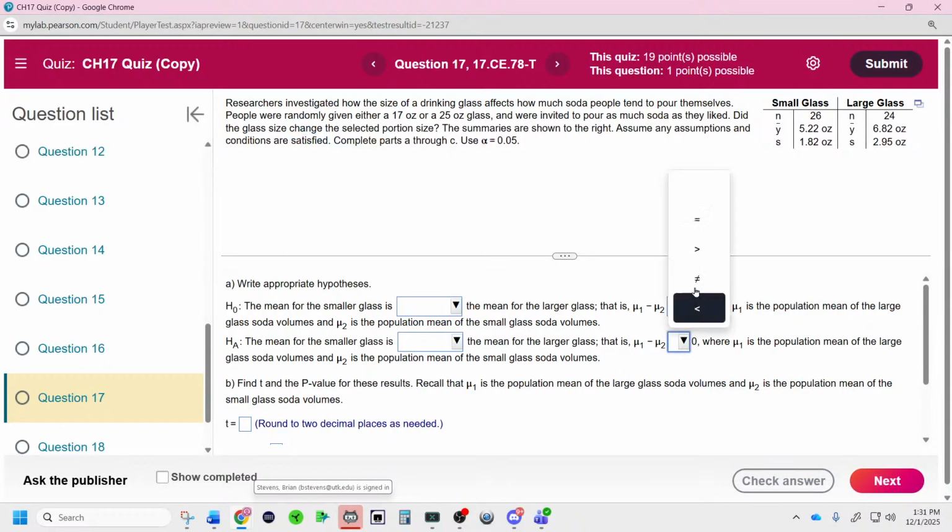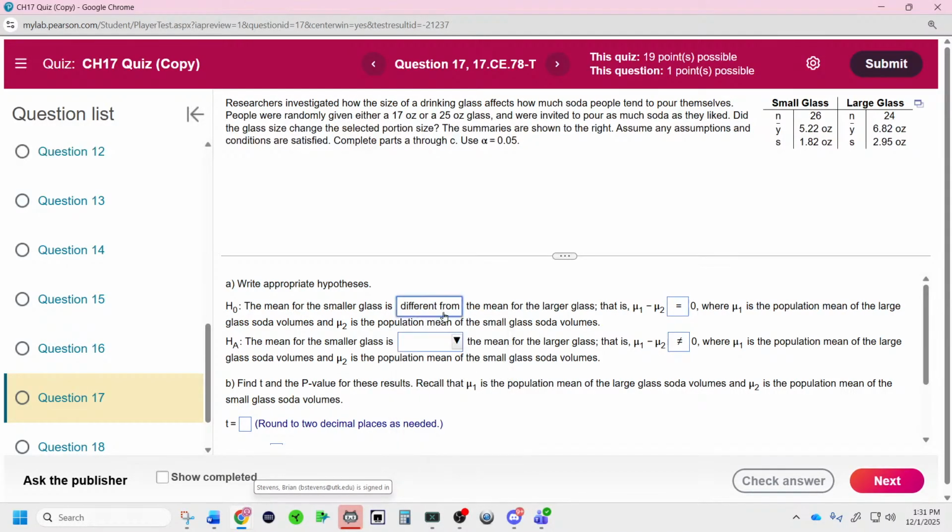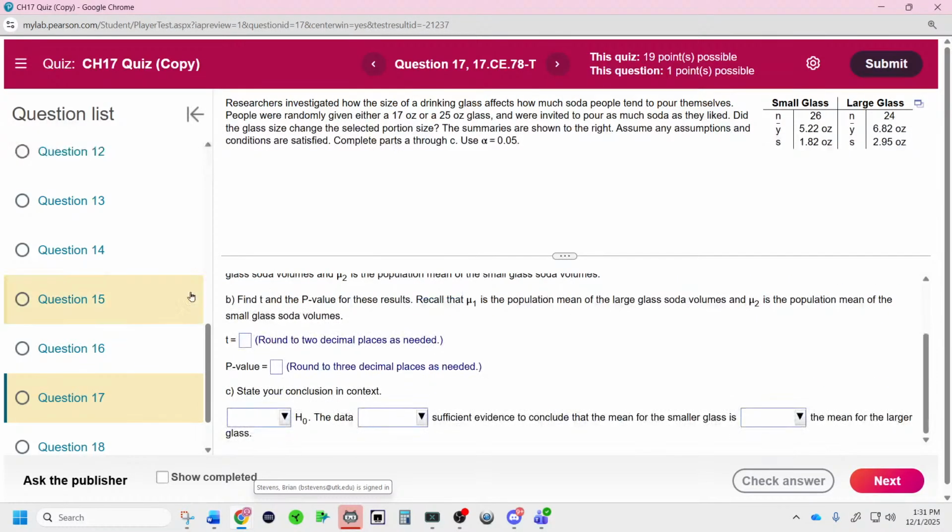So that means the alternative will have the does not equal sign. The null has the equal sign. And the mean for this is equal to, which is the null. And the alternative would be that they are not the same. They are different from each other. So that's literally where it says mu1 minus mu2 is not equal to 0. There is a difference. Here's where we find the t-statistic.